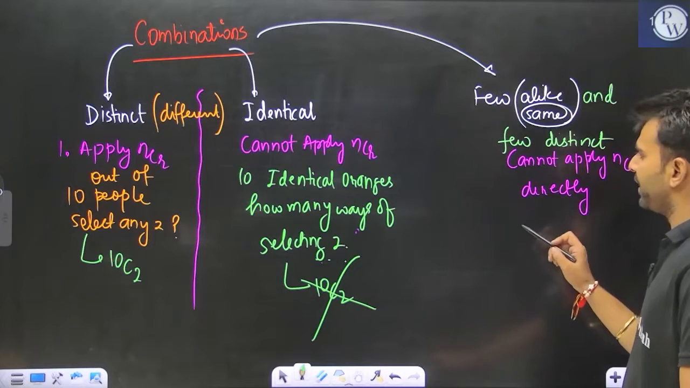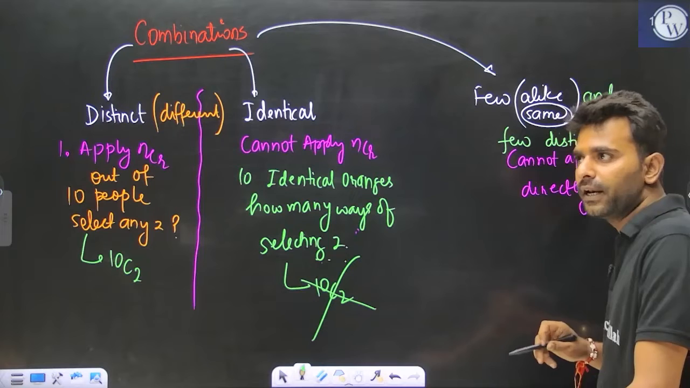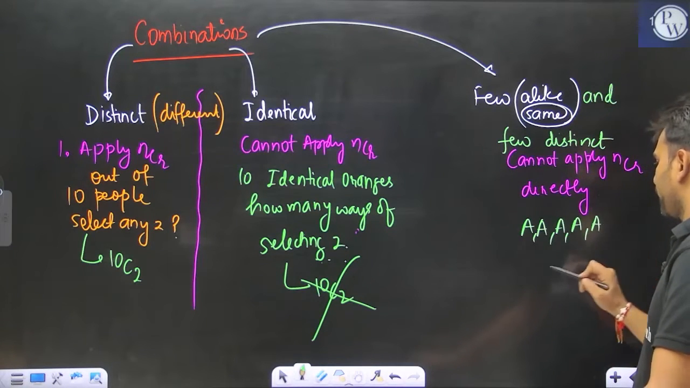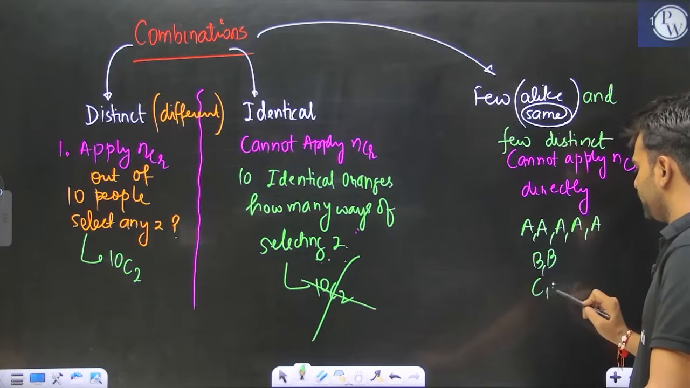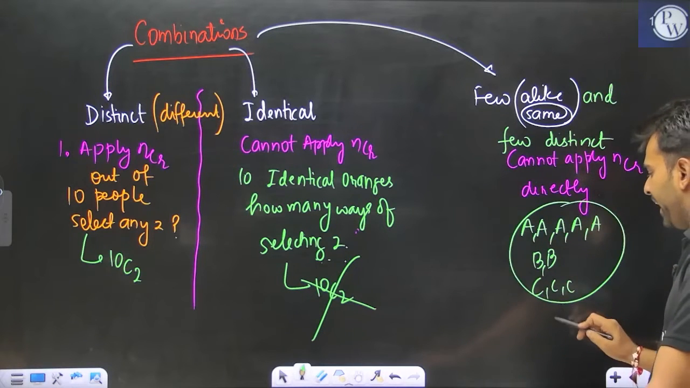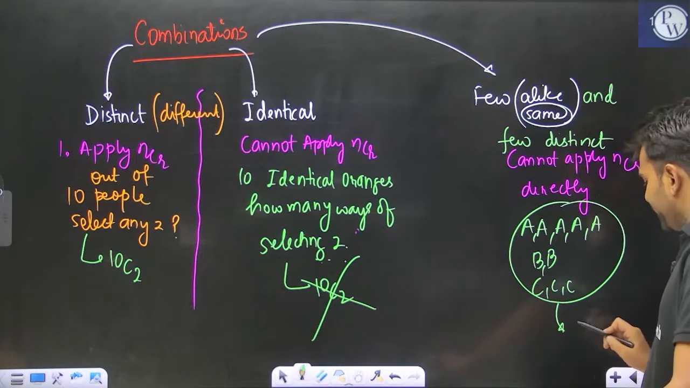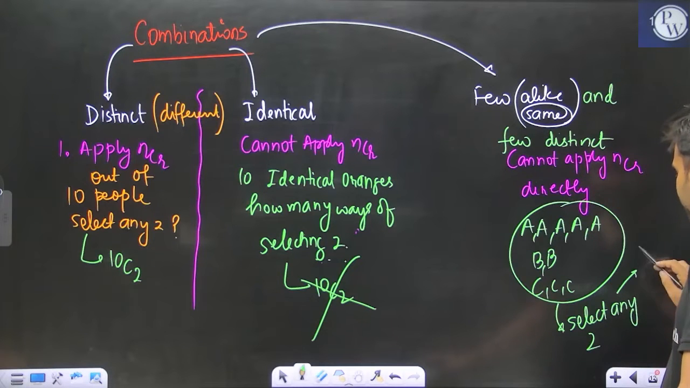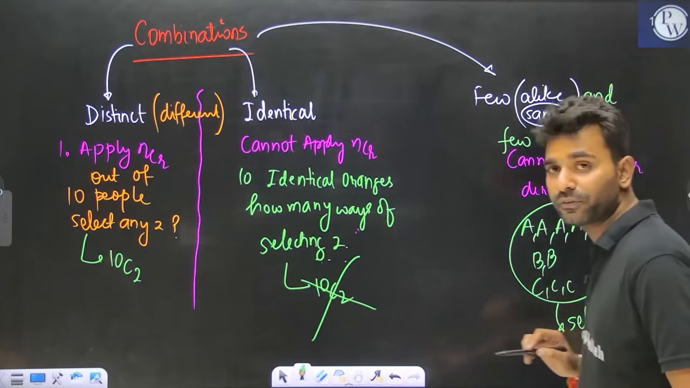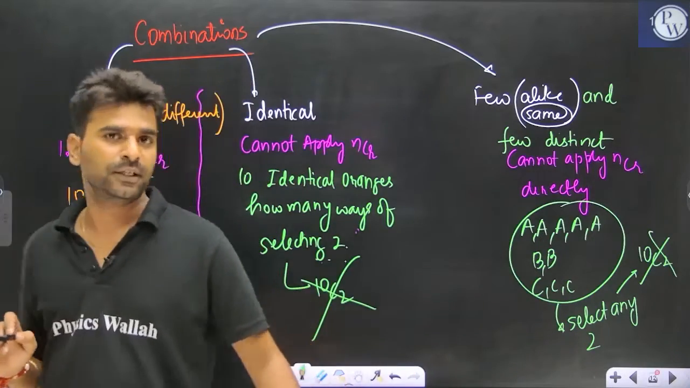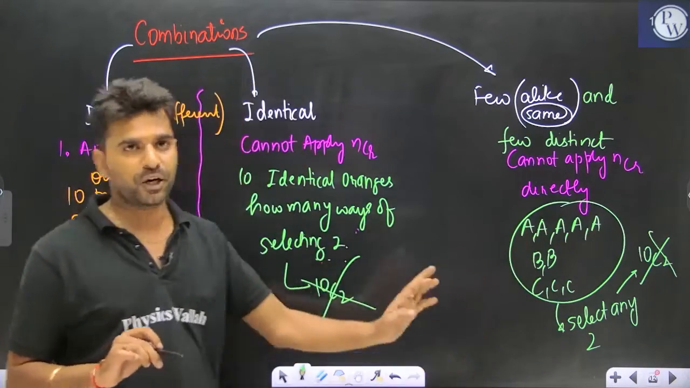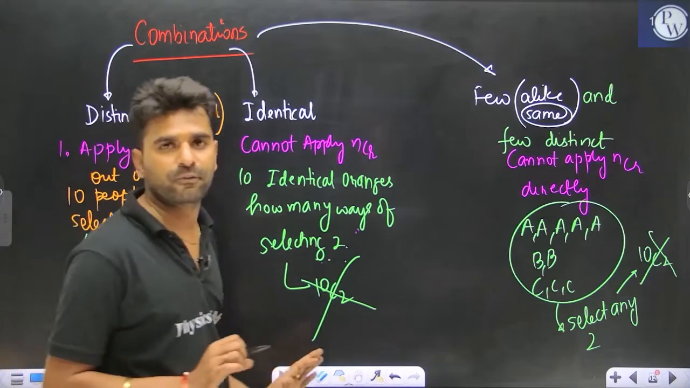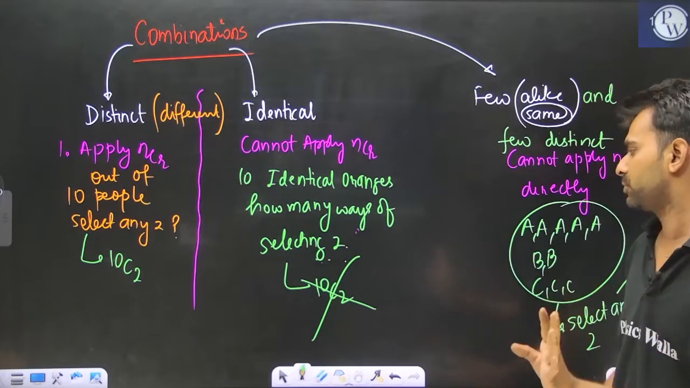And here also, if I give you such a thing, let's say I give you A, B, C, these 10 things, and I ask you to select any 2, you cannot apply 10C2 over here as well. The number of ways of selecting 2 things out of these 10 available things is not 10C2, because these objects are not all distinct. Whenever the objects are all distinct, then only you can apply the formula nCr. I hope you understood this much as of now.